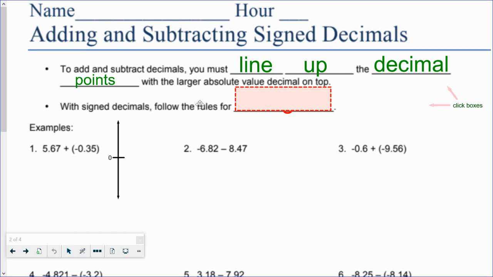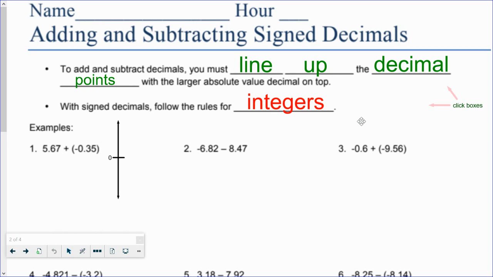Okay, so with signed decimals, we still follow the rules for integers. So we're still going to look to see, are they both positive numbers? Are they both negative? Are they different? And see how it is increasing and decreasing. So let's look at example 1. We have 5 and 67 hundredths plus a negative 35 hundredths.